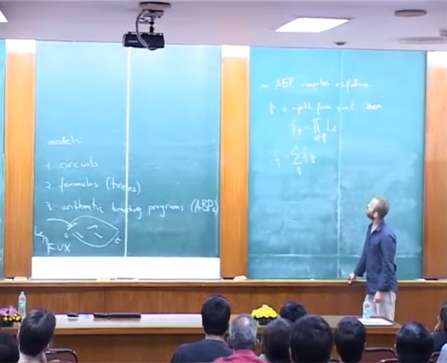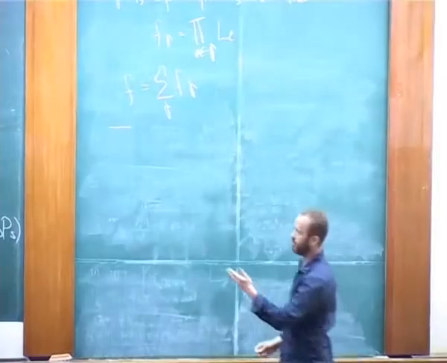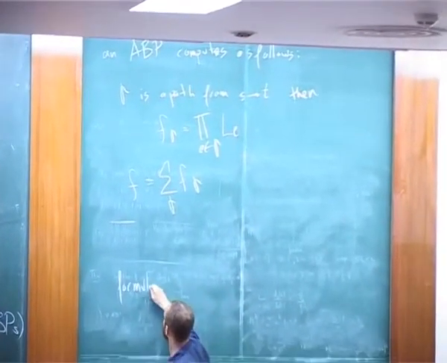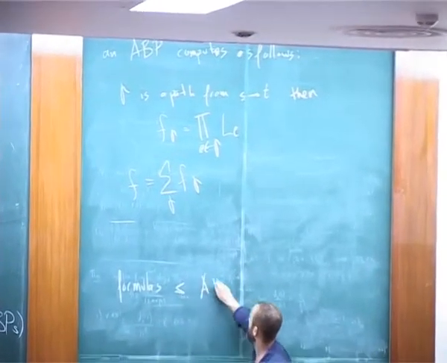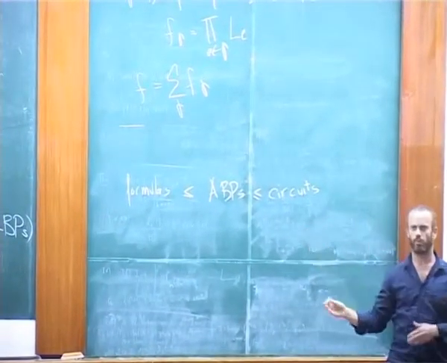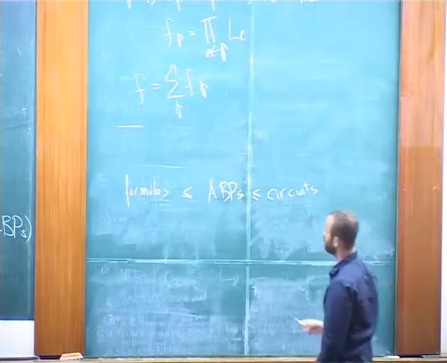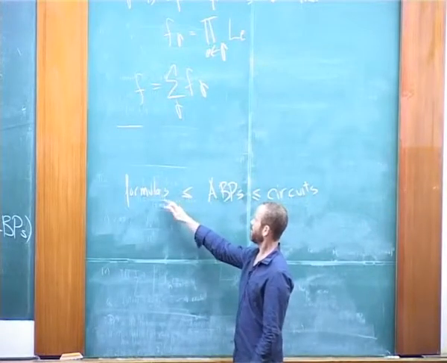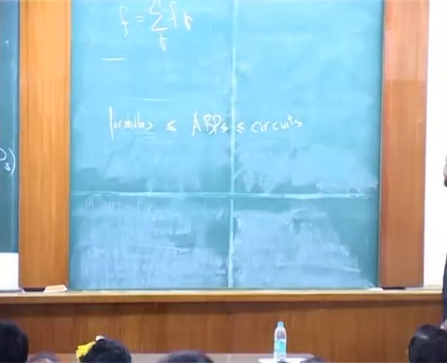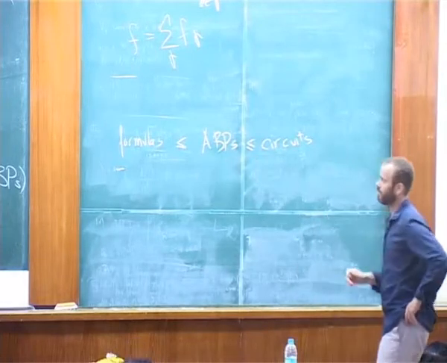To put things in perspective, formulas are weaker than arithmetic branching programs, which are weaker than circuits. This means that one can simulate the other efficiently. We want to understand whether each of these is an equality or an inequality. So this is the model of computation.